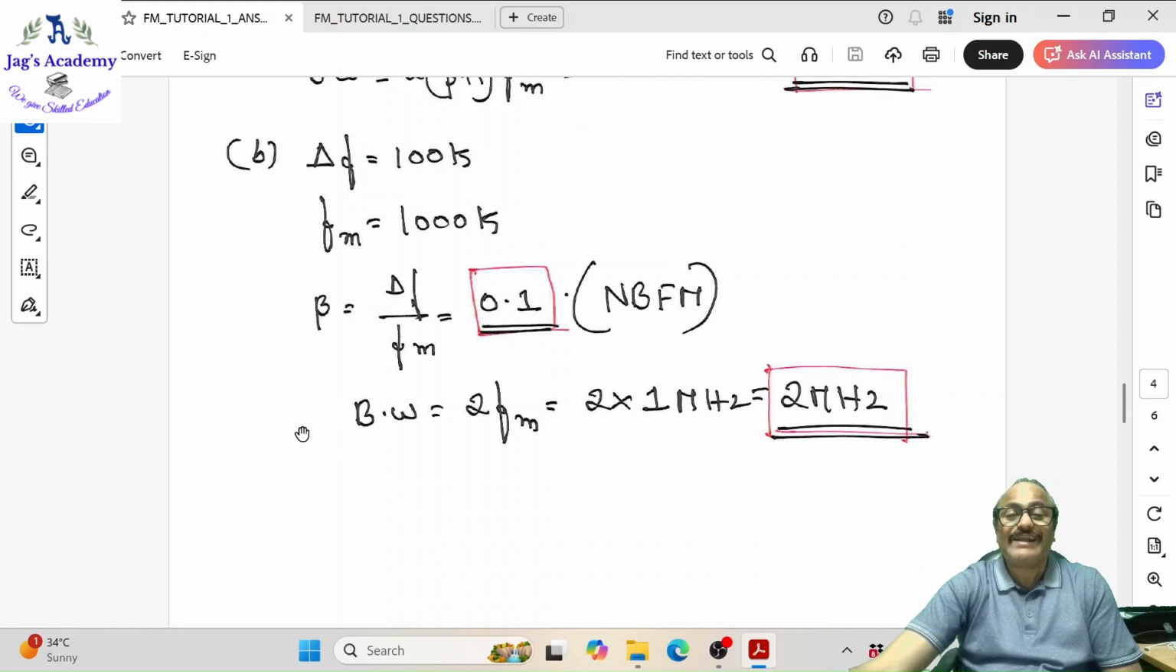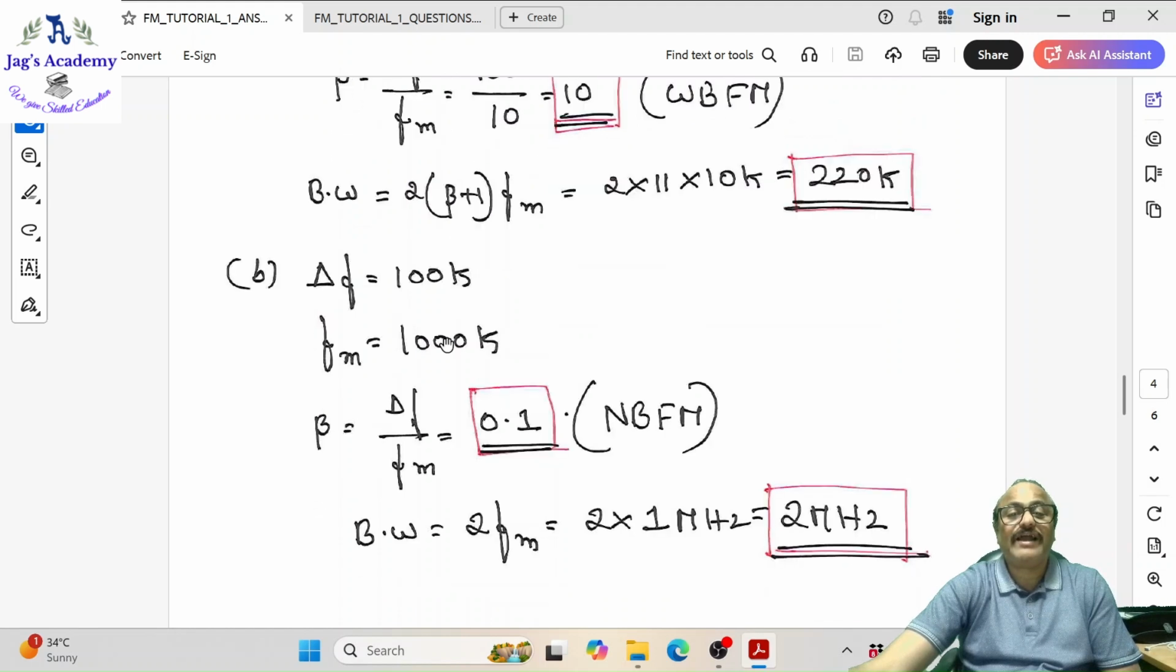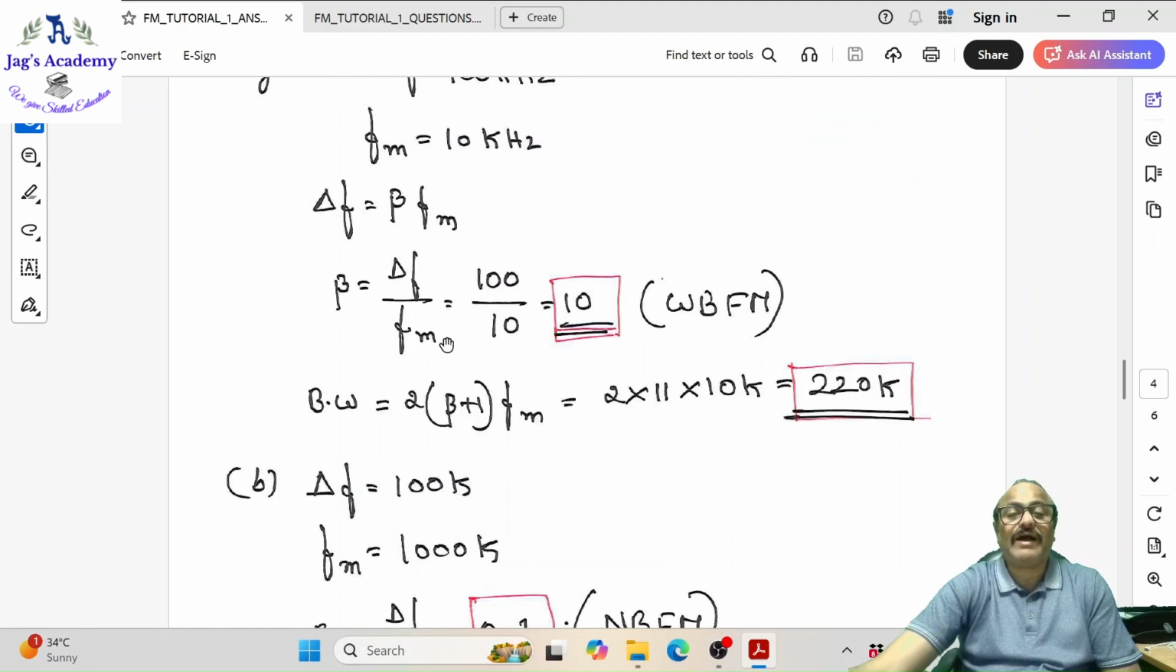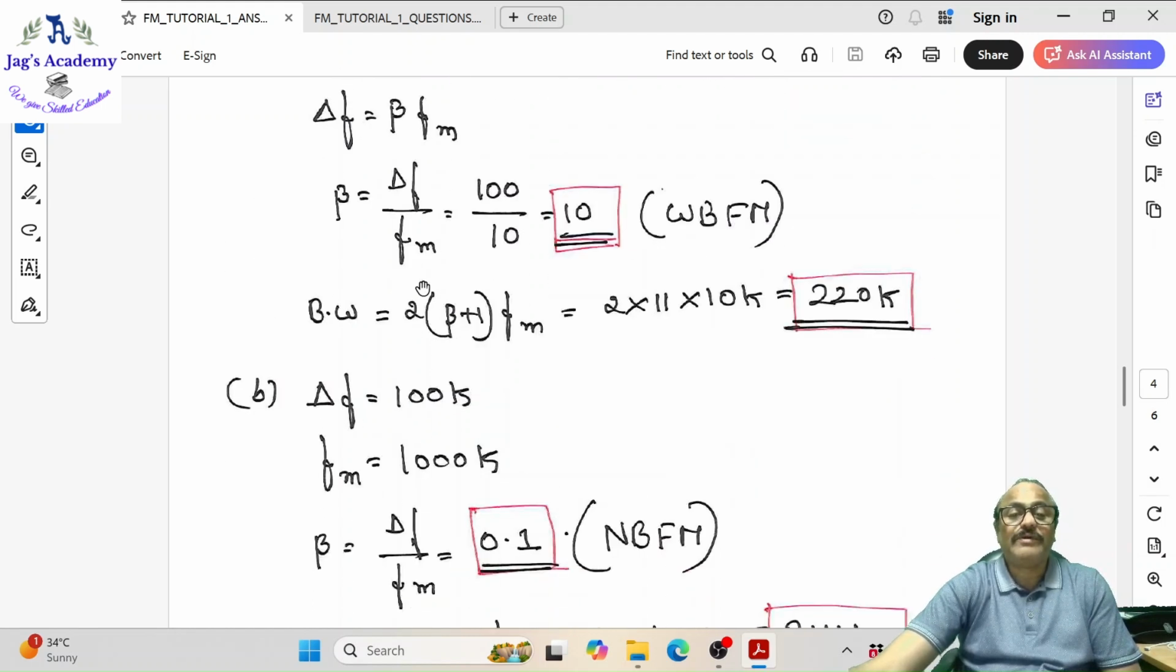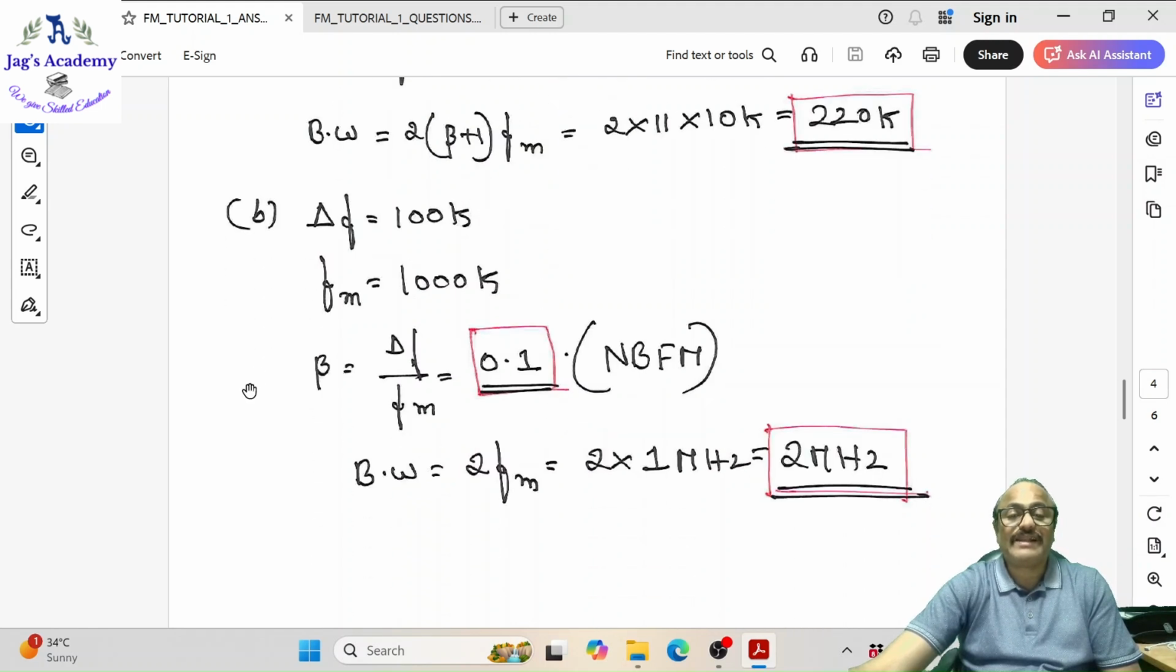Now you can see that your bandwidth is 2 times Fm. Fm is 1 megahertz, that is 1000 kilohertz. That's equal to 2 megahertz. This is the answer. Be careful. Depending on the value of beta, you choose the bandwidth formula. When beta is greater than 1, you choose this. When beta is less than 1, you choose this bandwidth formula.